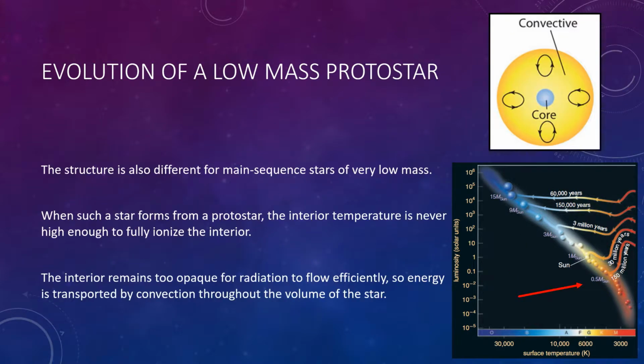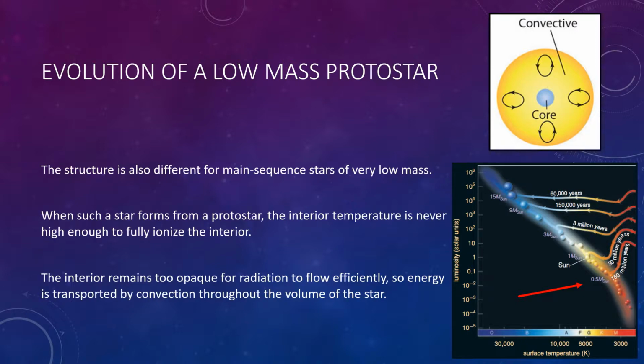And finally, we come to low-mass stars. The internal structure is also different from main sequence stars of very low mass. When such a star forms from a protostar, the interior temperature is never high enough to fully ionize the interior. Thus, the interior remains too opaque for radiation to flow efficiently. So energy flow is dominated by convection throughout the entire volume of the star.